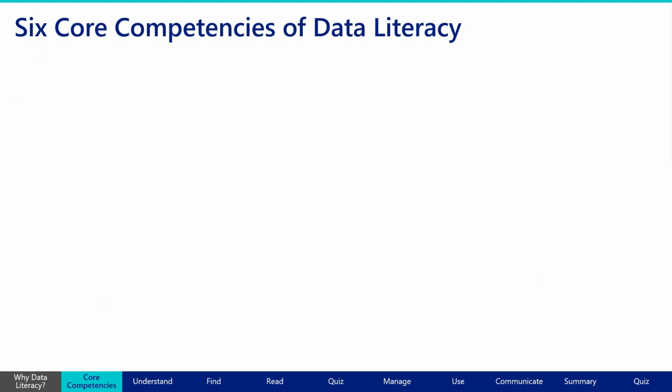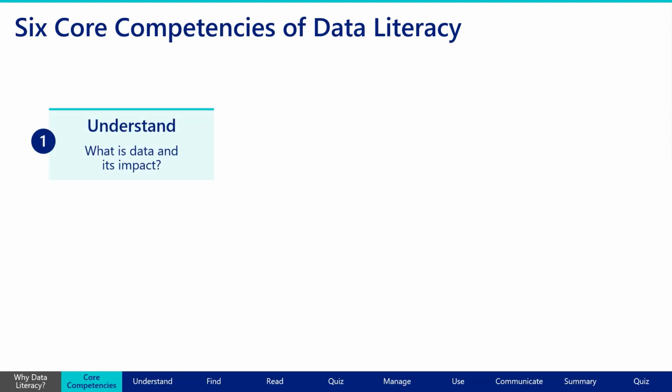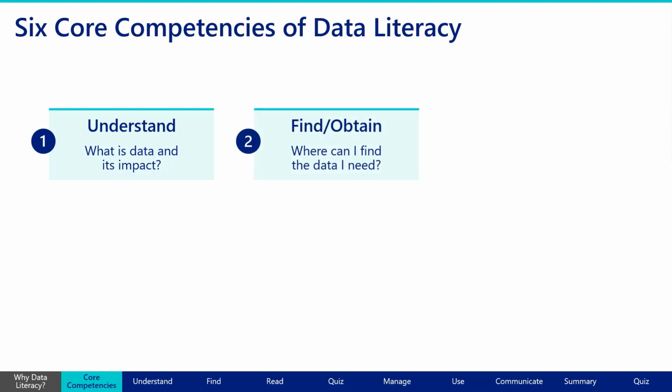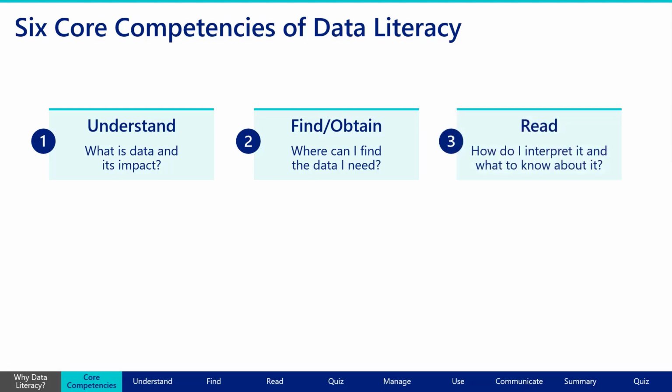Being data literate requires the development of 6 core competencies. Understanding data: knowing what is meant by data and how it impacts business decisions and outcomes. Finding and obtaining data: the awareness of available data sources and which sources are most relevant to answer particular questions. Reading data: the ability to interpret data presented in multiple formats and the ability to evaluate data and results critically, rather than taking them at face value.